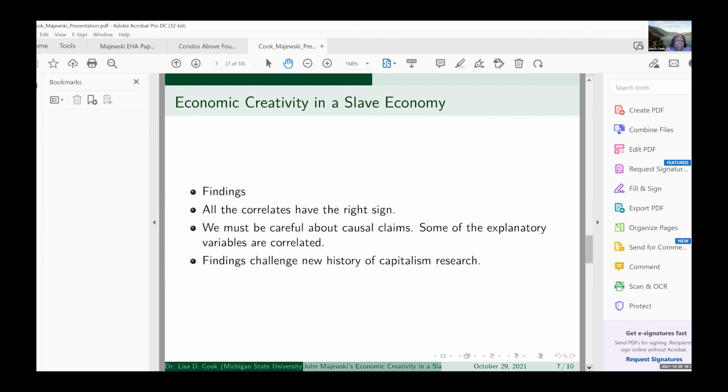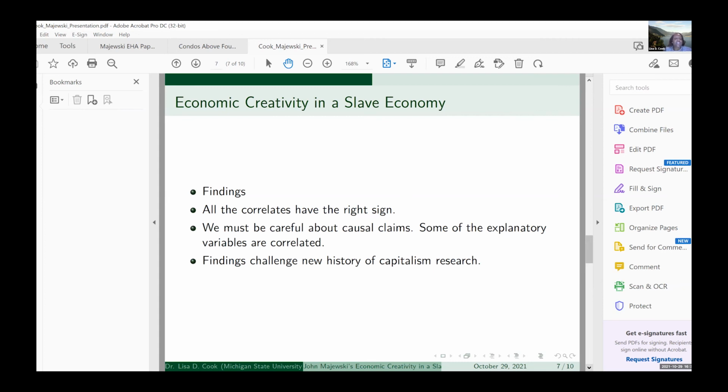And of course, some of the explanatory variables might be correlated, like value added in manufacturing and the status of a city, the population of the city. Slavery itself could be, but you just have to be careful about the explanatory variables being correlated, among other things. But I think this was avoided for the most part. I'll say more about this in just a second.